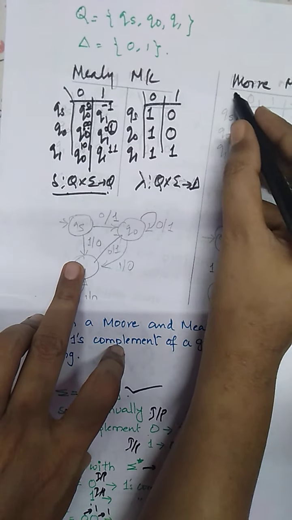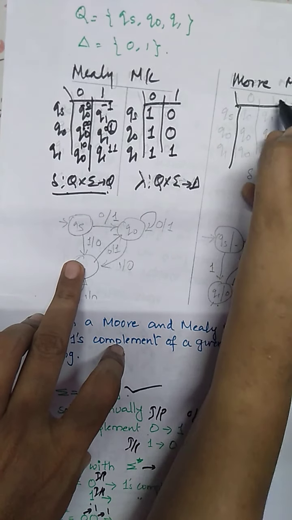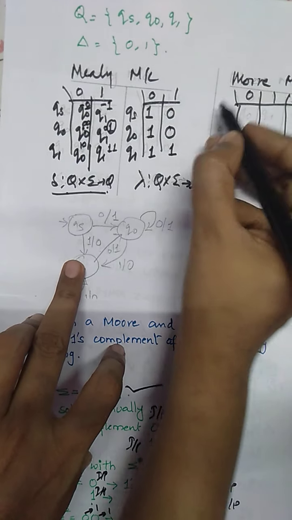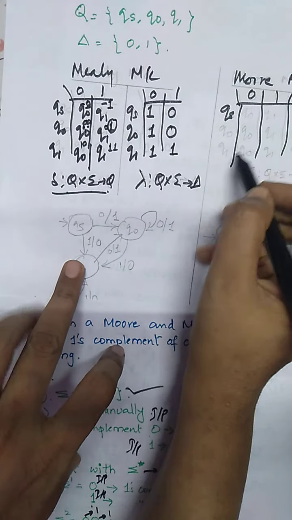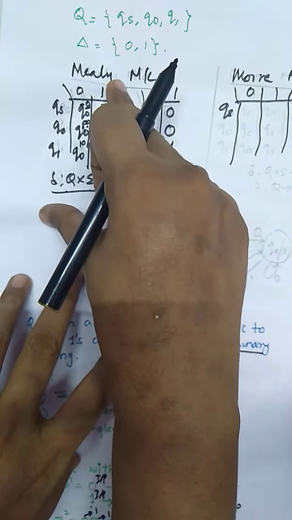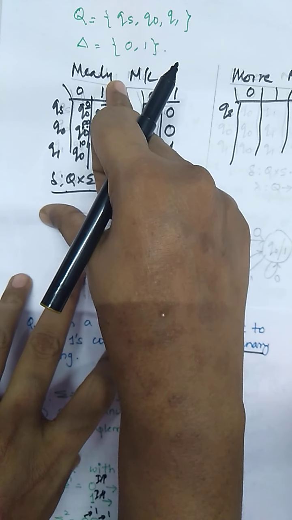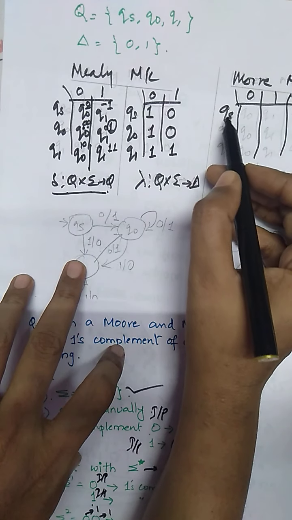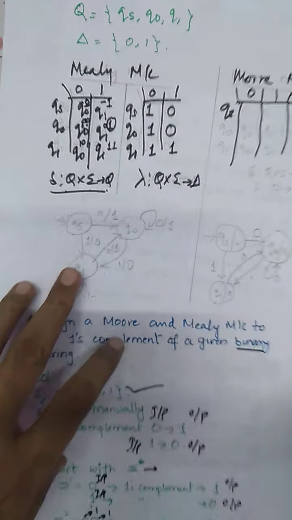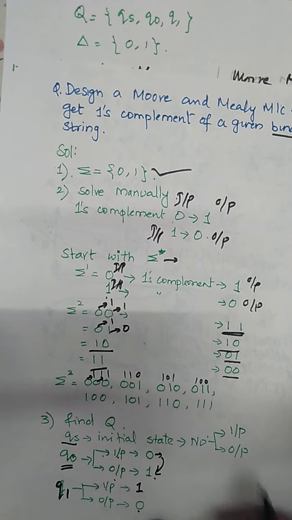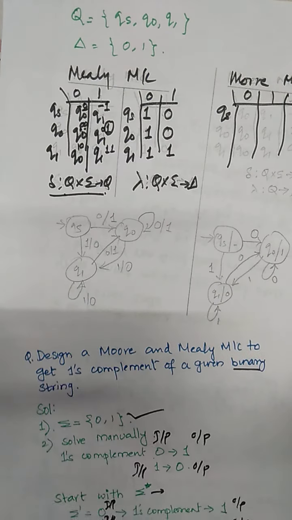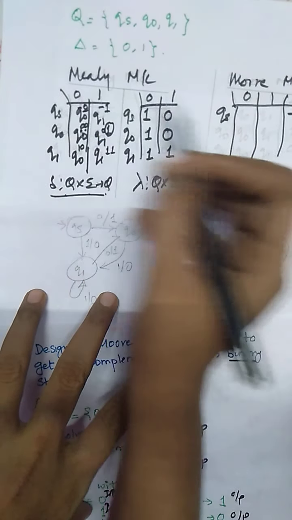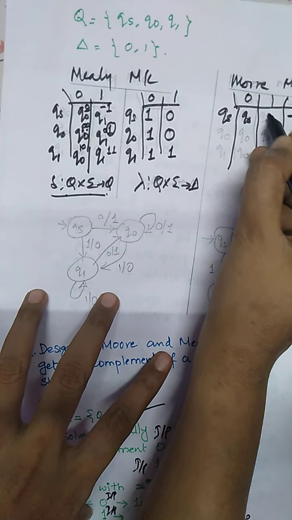Now we have to design the Moore machine. For the Moore machine, the same thing we are going to copy with the input symbols 0, 1 and the output alphabet. We'll start with QS. Before copying the machine state function, here we are going to first consider the output of QS. What is the output of QS? QS is a state which is not having any input or any output. So QS is not generating any output. So we'll copy QS: on 0 goes to Q0, on 1 goes to Q1.